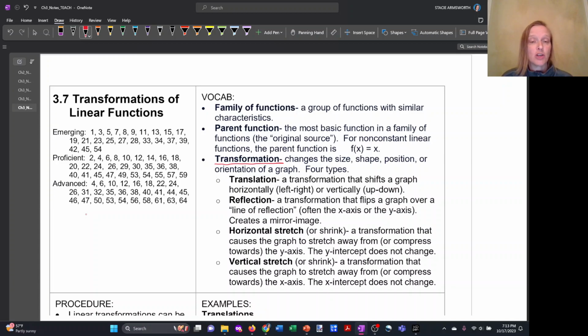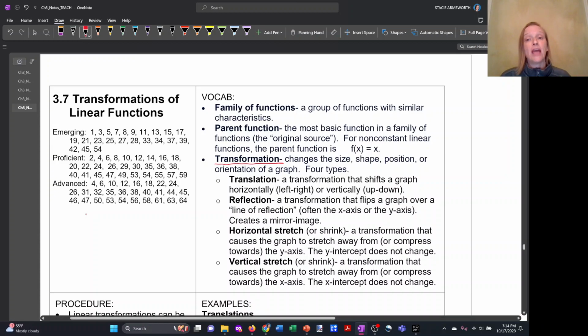The first one is translation. It's when you take a graph and you just shift it to the left or the right, or shift it up or down. A reflection is when you do a mirror image of the graph. It's a transformation that flips a graph over some sort of line of reflection. And the ones that we're going to learn about first are over the x-axis or the y-axis.